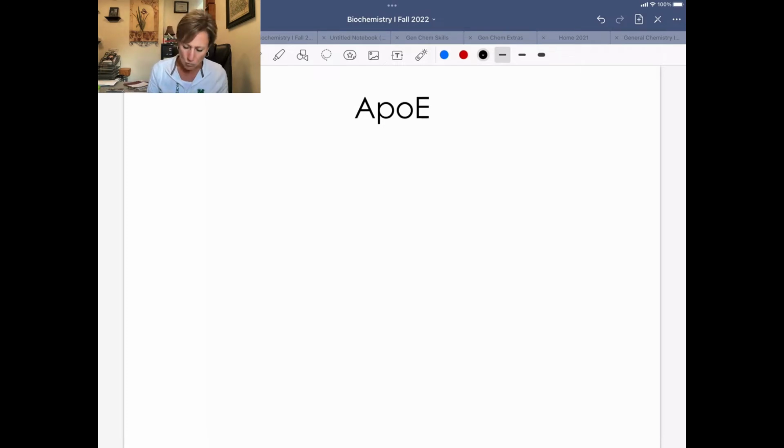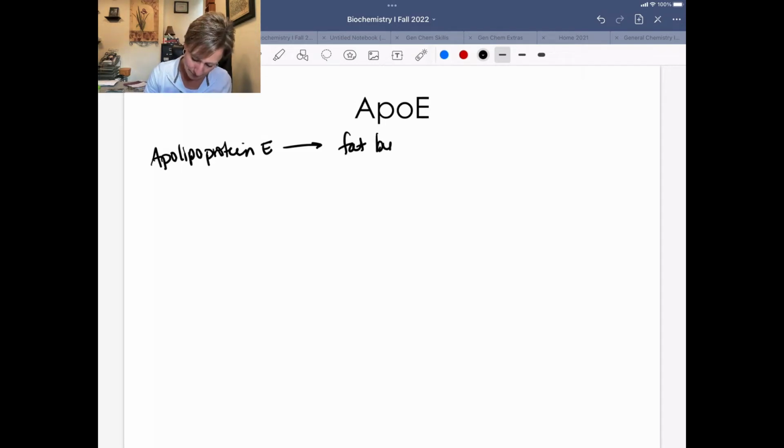So ApoE, what is ApoE? As with all of these SNPs, it's usually within a gene that creates a protein that does some metabolic function. So ApoE is an apolipoprotein, and it happens to be apolipoprotein E. They all have different letters to describe the different ones. Lots of these apolipoproteins are responsible for binding, transporting, and the metabolic breakdown of lipids. So this is responsible for fat or lipid binding, transport, and breakdown.